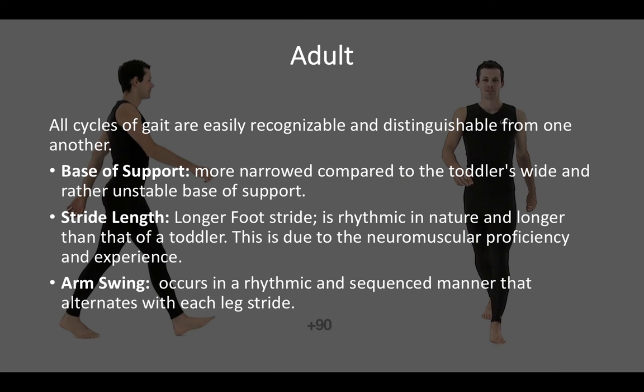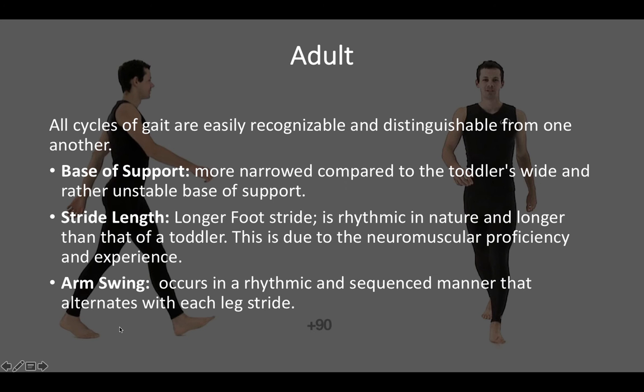Moving on to the adult, we could see that all cycles of the gait are easily recognizable and distinguishable. We see with the base of support, it's narrowing compared to that of the toddler, and a rather stable support. With the stride length, we see longer foot strides and rhythmic in nature, and this is all due to, of course, experience and neuromuscular proficiency.